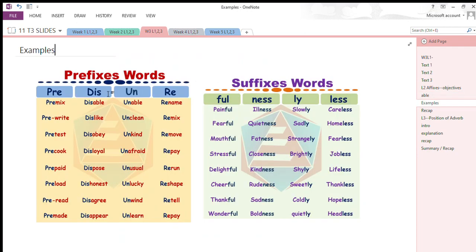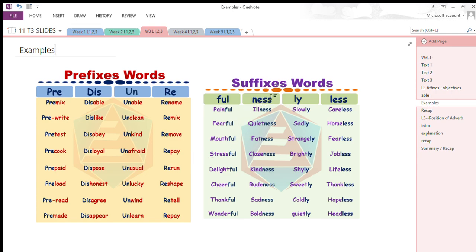Now look at some more examples. Here we have the prefix words, here we have the suffix words. The prefixes are pre, dis, un, and re. When you add this prefix at the beginning of the word, it changes the meaning. Premix. The root word is mix. When you add pre, it becomes premix. The root word is able. You add dis, it becomes disable. The word is able. You add prefix un, it becomes unable. The root word is name. You add re with it, and it becomes rename. So this is the list.